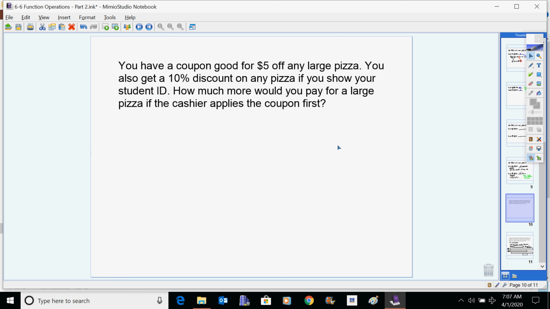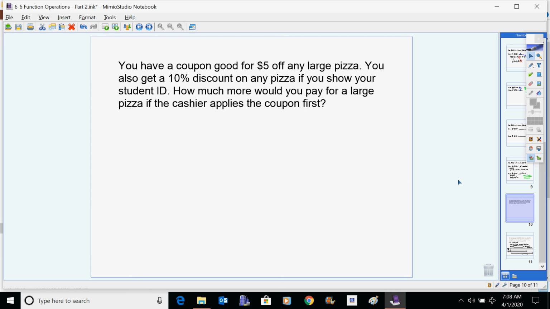You have a coupon good for $5 off any large pizza. You get a 10% discount off any pizza if you show your student ID. How much would you pay for a large pizza if the cashier applies the coupon first? How much more would you pay for a large pizza if the cashier applies the coupon first? So there's two possibilities. Either they're going to apply the discount first and then the coupon, or the coupon first and then the discount.